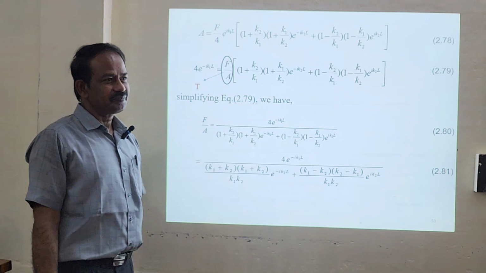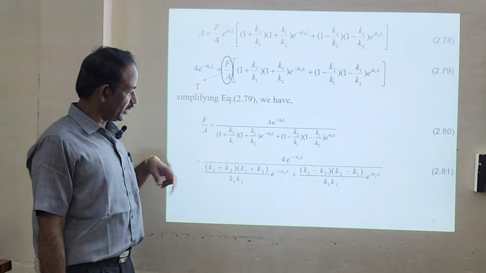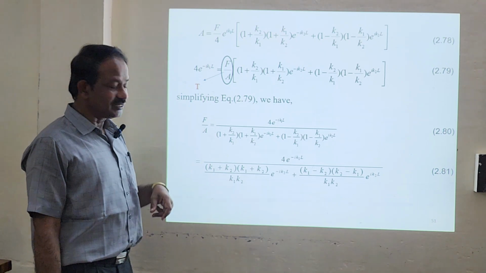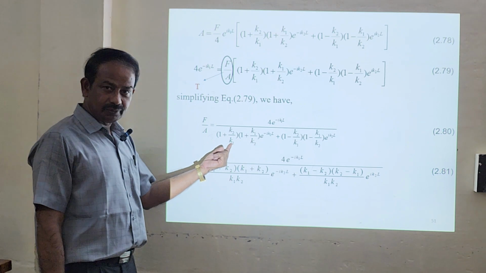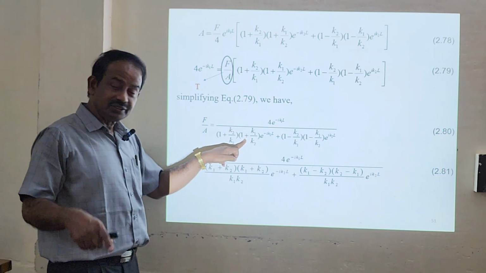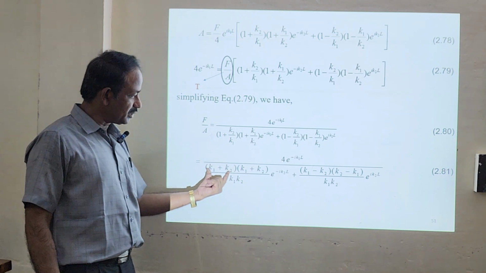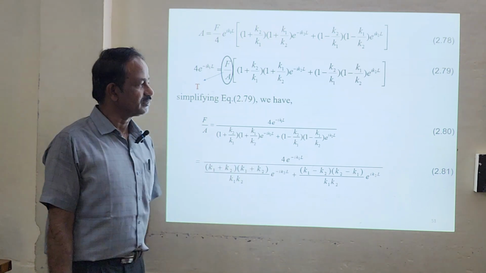We will try to simplify. So we have 1 plus k2 by k1. Just take the LCM, so that will give you k1. Here you have k1 plus k2 divided by k1, and here you have k1 plus k2 divided by k2. So k1 plus k2, k1 plus k2, k1 multiplied by k2. This term let it be like this.